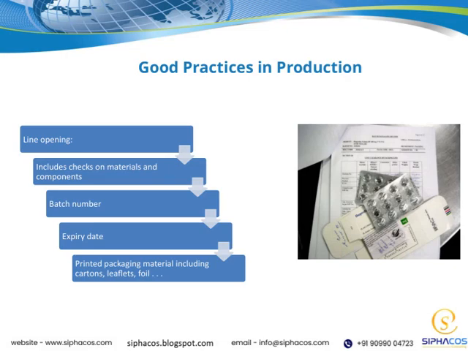Let's talk about good practices in production. First, it's essential to focus on planning carefully from the start. This helps us identify potential issues early on and set realistic timelines. Next, maintaining clear communication within the team is crucial. It ensures everyone is on the same page and working towards common goals.